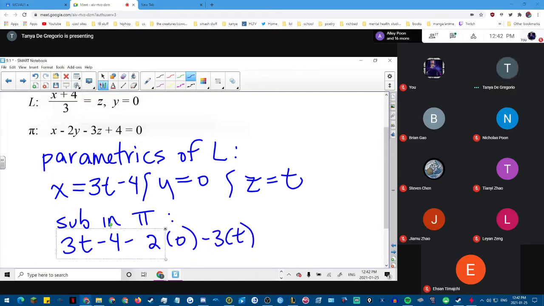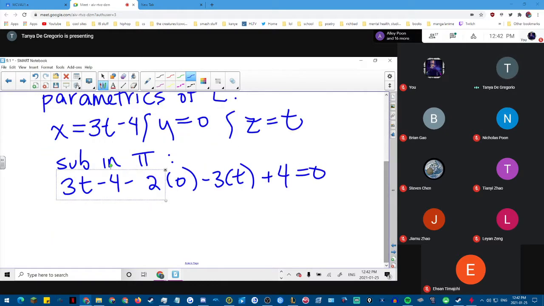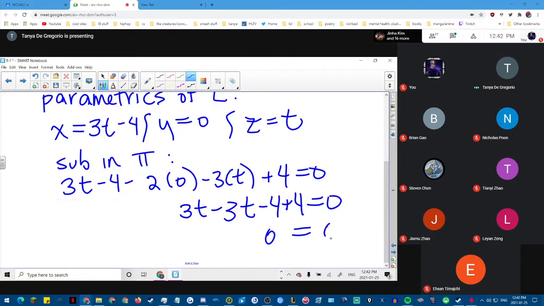3t + 4 = 0. Okay, and from here, what do we get? Looks like I'm going to get 3t minus 3t and negative 4 plus 4. So what's happening here? 0 times t equals 0, or 0 equals 0? What happened? It's on the same plane.